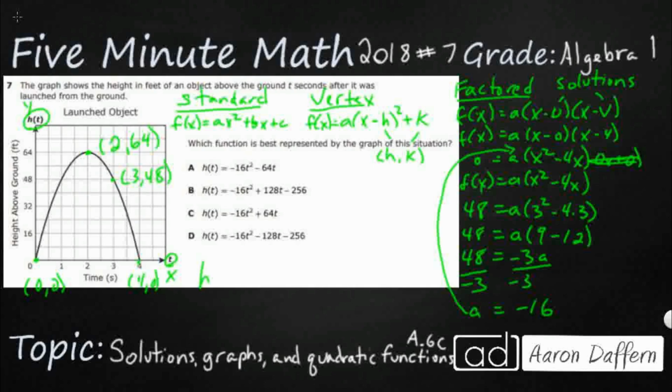So h of t, I'm going to put the t's and the h of t back in, equals, my a is negative 16. So I need to factor that negative 16 out, x squared, right? But then it's negative 16 minus 4x, so that's going to be plus 64x, and those are actually t squared and t. So my answer is C. H of t equals negative 16t squared, not x squared, plus 64t, not 64x.